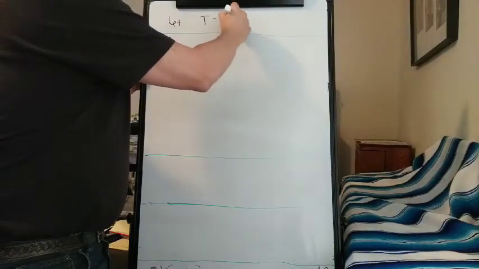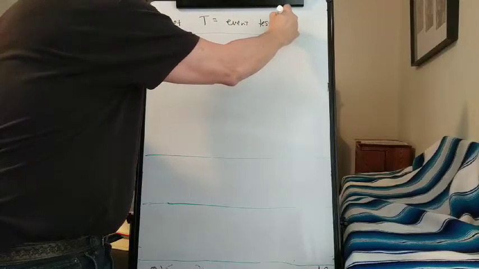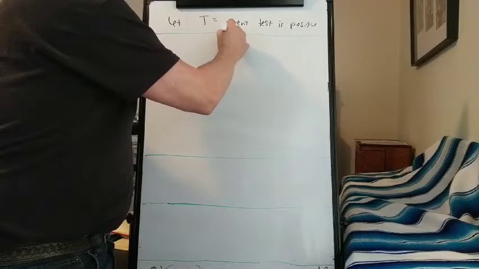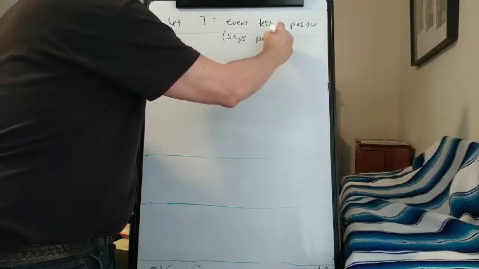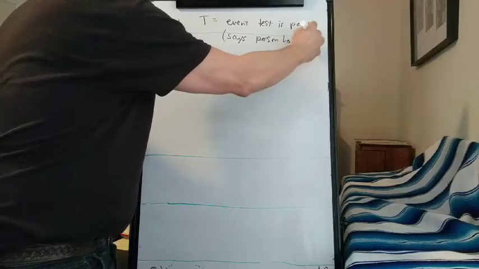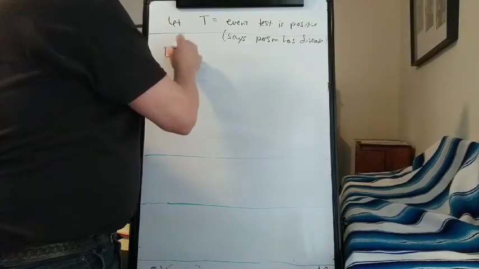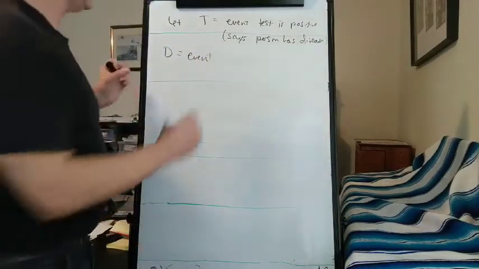So let's let T be the event that the test is positive. That is, that it says the person has a disease. And let's let D be the event that a person actually has the disease.